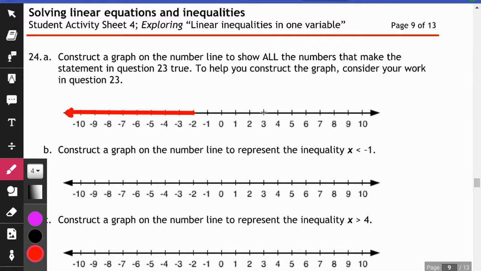There we are. And then 4 is right here. Oh, you know what? I started at -2, not -1. I'll fix that in a moment.